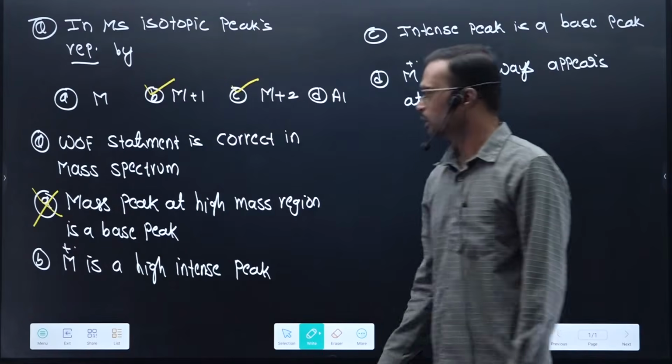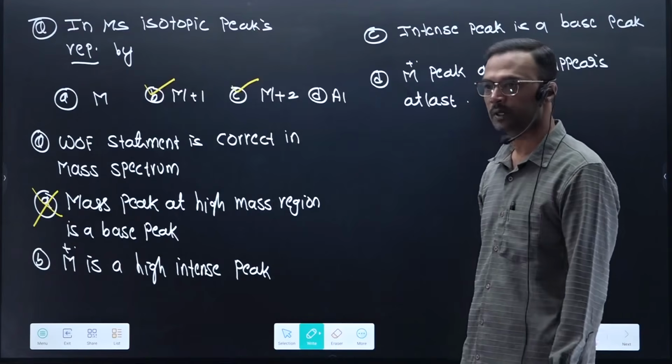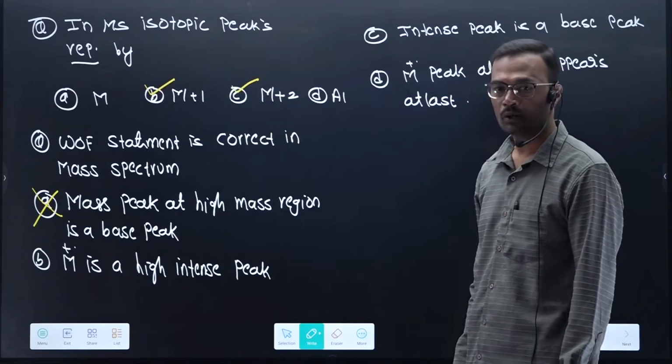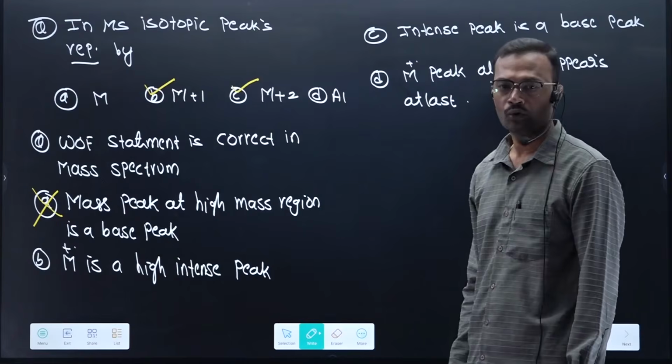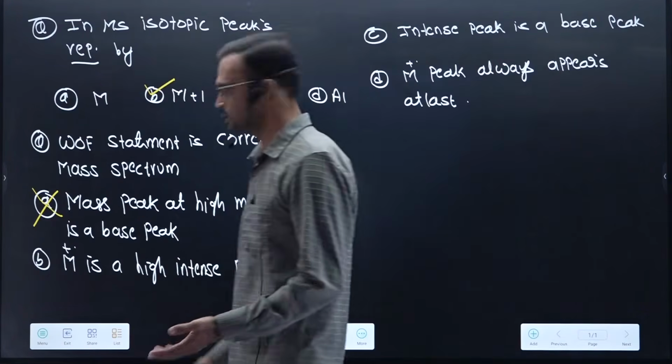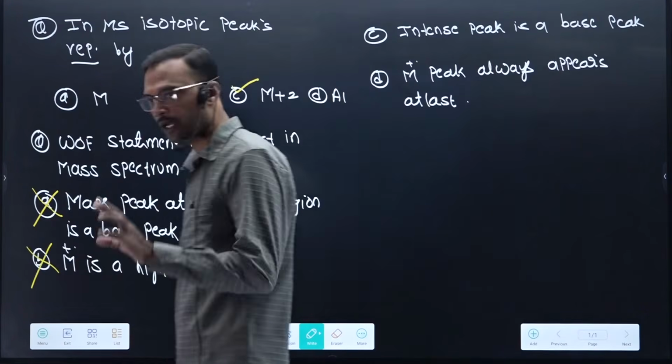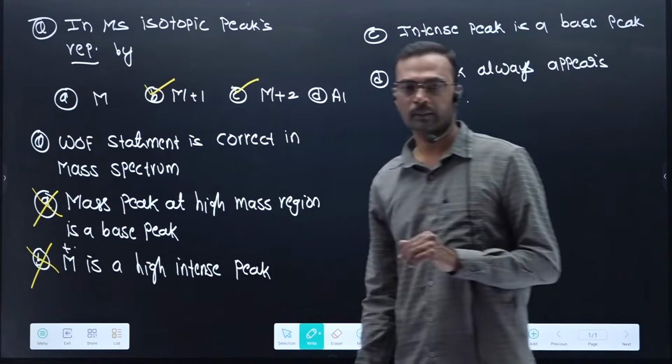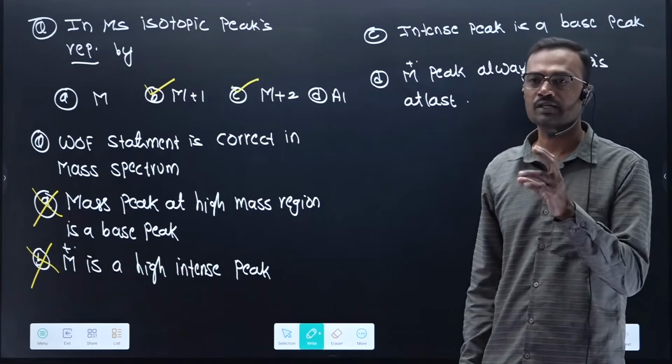Okay? Then, molecular ion is a highly intense peak. Is it every time molecular ion is highly intense? No. May be intense, may not be intense. Molecular ion may not be an intense peak. Intense means what? What is the meaning of intense?